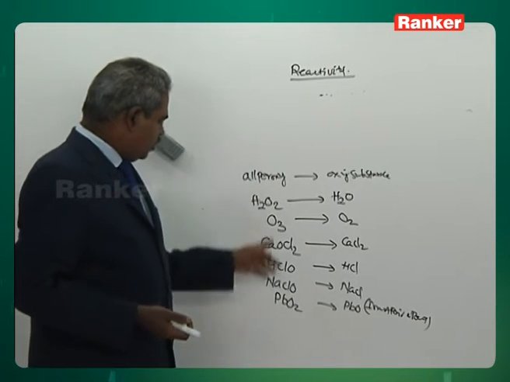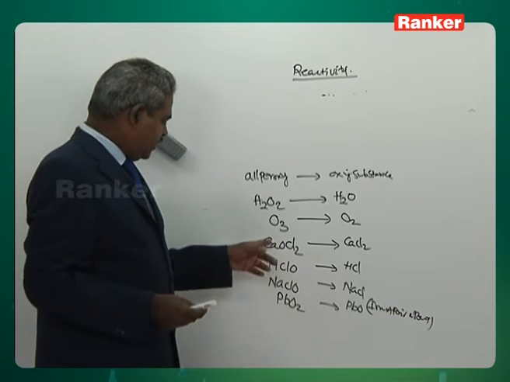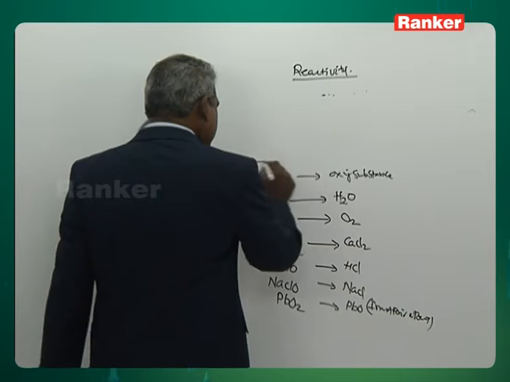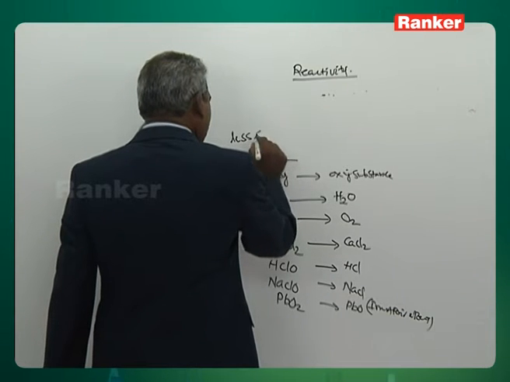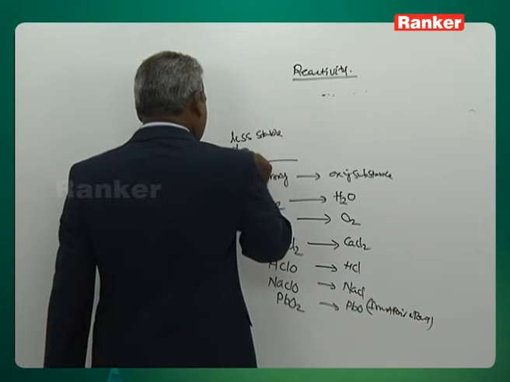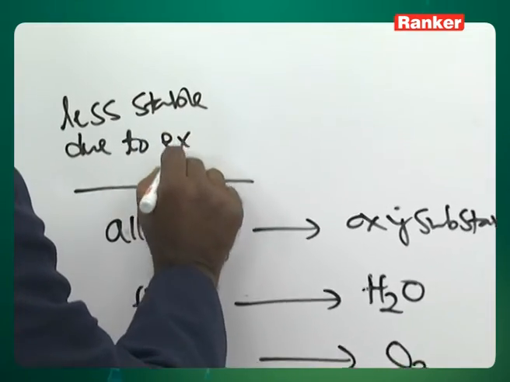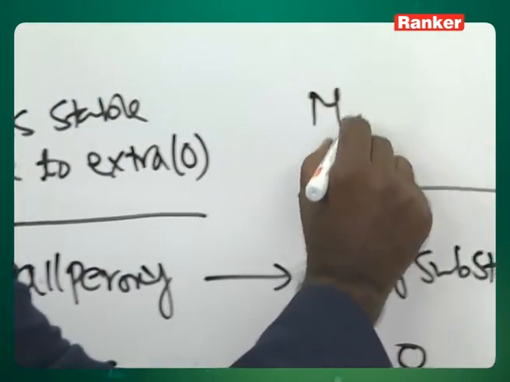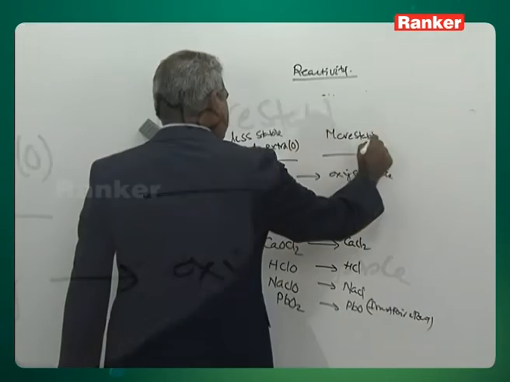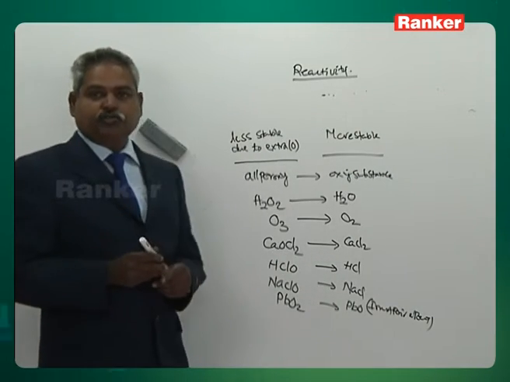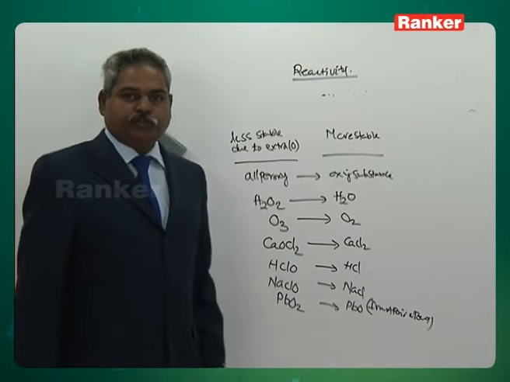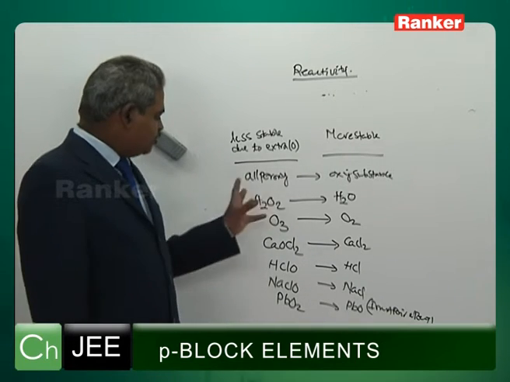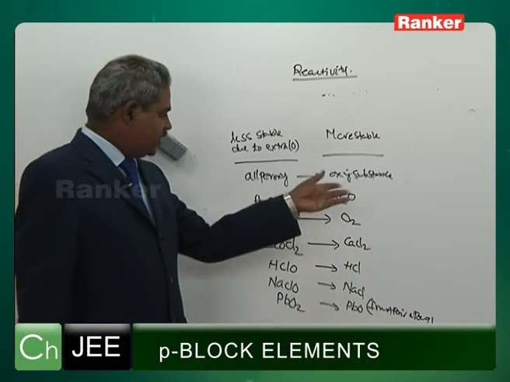So, what is common among all these? H2O2, O3, CaOCl2, HClO, NaClO, PbO2. These are all less stable due to an extra, I would rather say an unnecessary, oxygen, and the products are obviously more stable. So, for any reaction involving H2O2, it is not very difficult for us to predict one of the products, it is H2O all the way. If you find H2O2 on the left side, in most cases you see H2O on the right side.